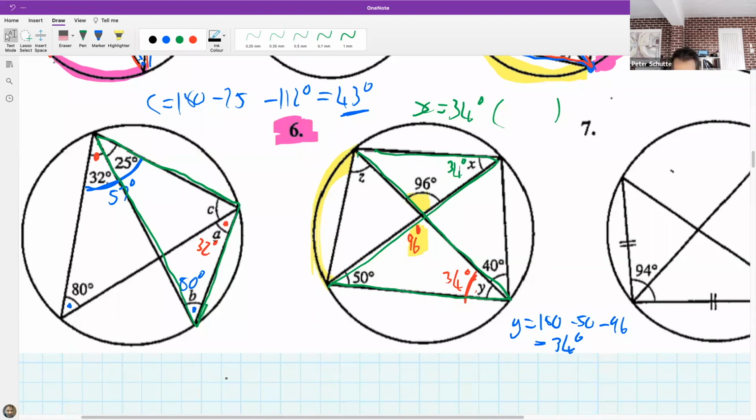That is awesome. Has anybody else got Z? Anybody willing to share their thinking on Z? How would we get Z? Have we got enough information to get Z?